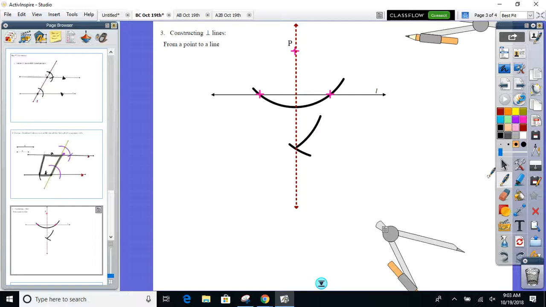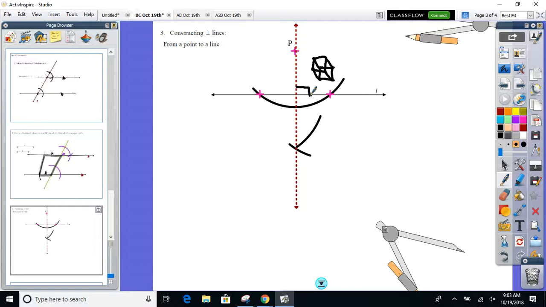Your construction is naked right now. I have no idea that this is a perpendicular line until I add a box. Add a box. There you go. Questions?